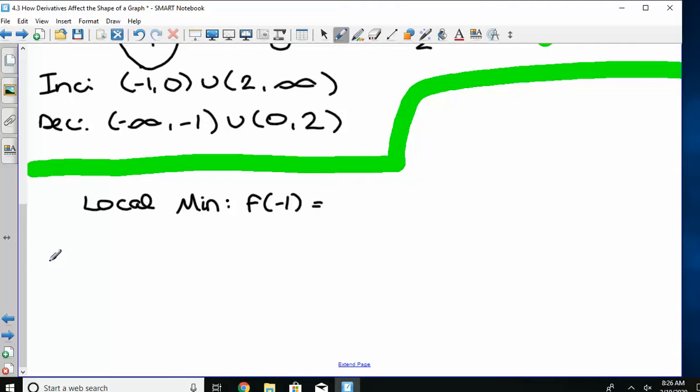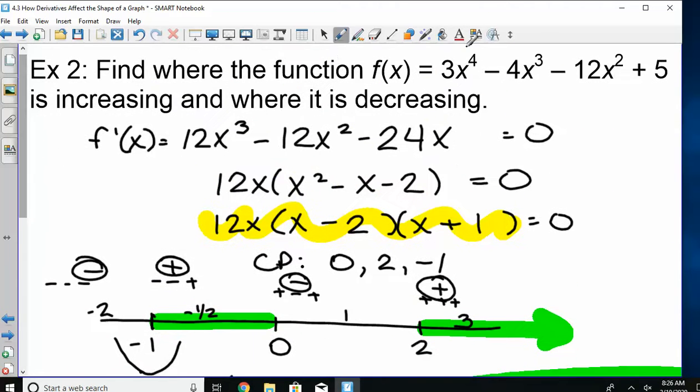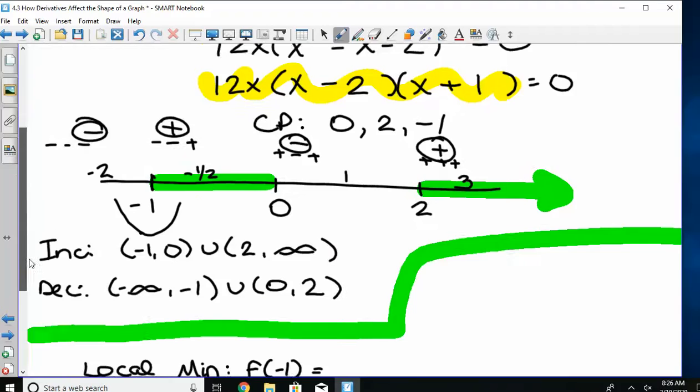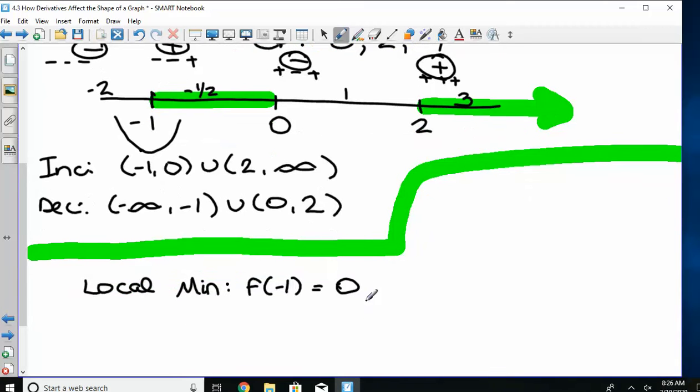When I put in -1, let's see what we get out if I put in -1 to the original. So -1 to the 4th would be 1. So we get 3 plus 4 minus 12 plus 5. What does that give us? 0. To get the y value, you put it into the original.